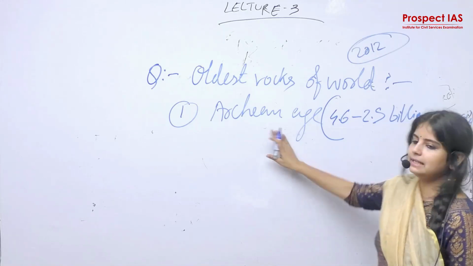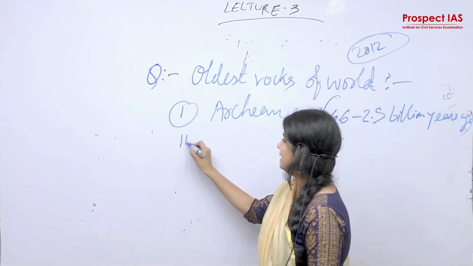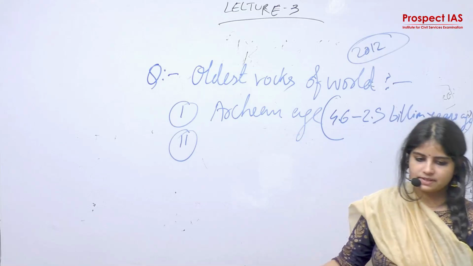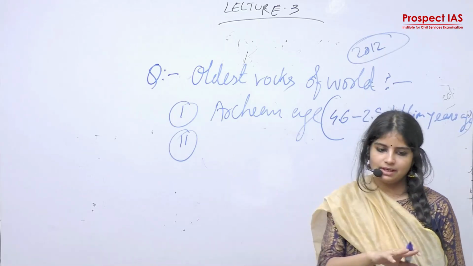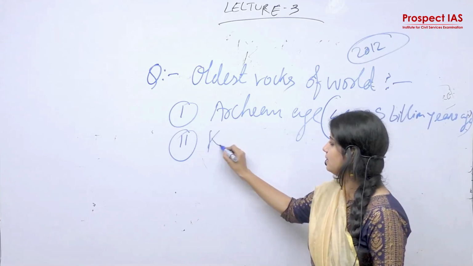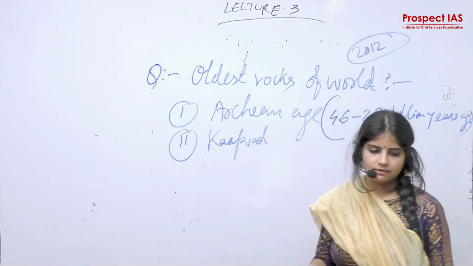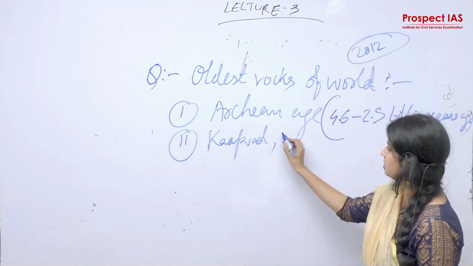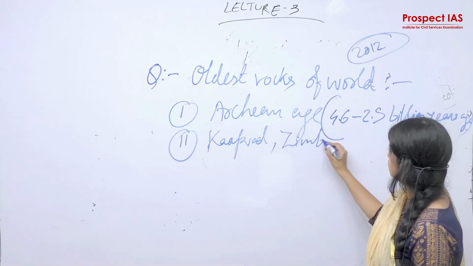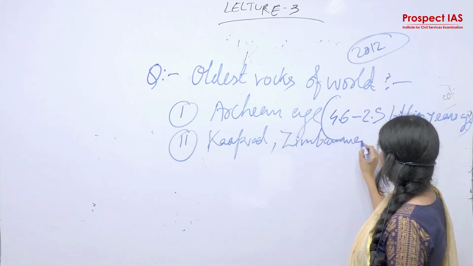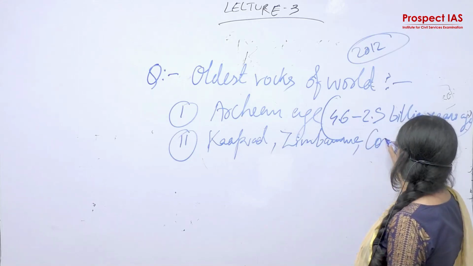This was Archean age. Now the second assertion of the statement is the distribution of this Archean age: Kapwal, Zimbabwe, and Congo cratons.